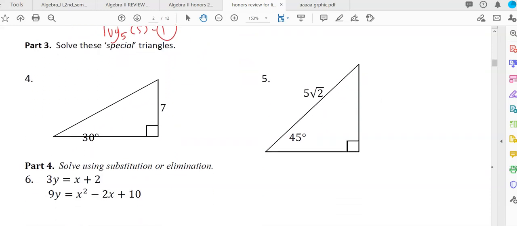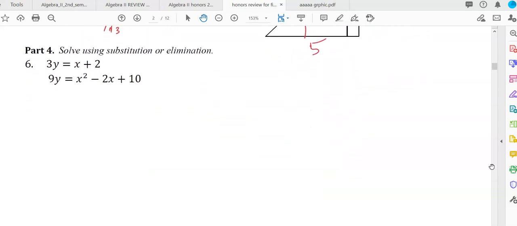Solve these special triangles. So that's 30, sorry, that got moved around a little, which means this one's 60. This is going to be twice that, so it'd be 14, and this would be 7 times root 3. This one is 45, which means this is 45, which means this one is 5 root 2 divided by the square root of 2, which is 5. And this one has to be the same length, so it's also 5.